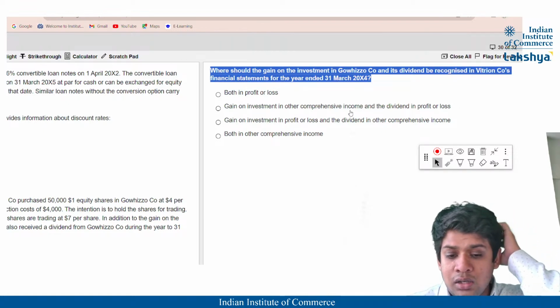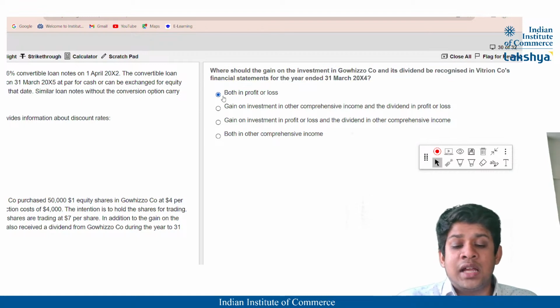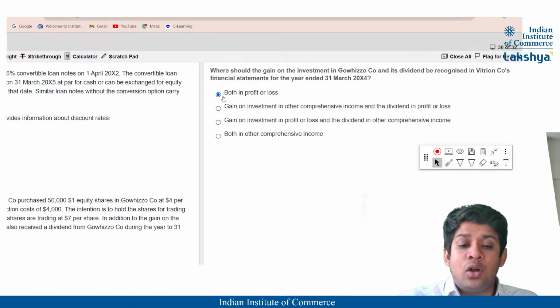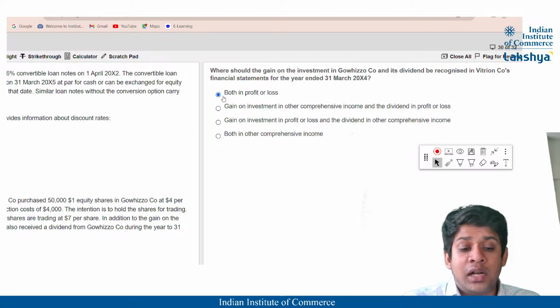So gain on investment, no, it will not be shown in other comprehensive income. Gain on investment in profit or loss and dividend in other comprehensive income, no. Both in other comprehensive income, no. Both will be stated within their P&L. Dividend income, that is their investment income, and also the gain on investment since the shares are held at fair value through P&L because they are held for short-term trading, correct?